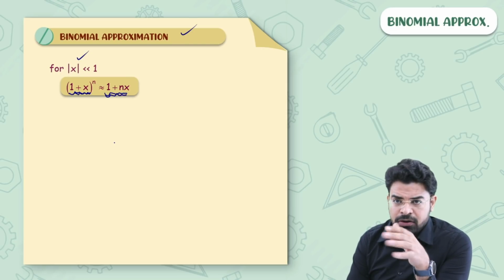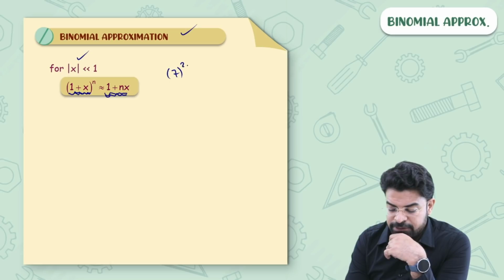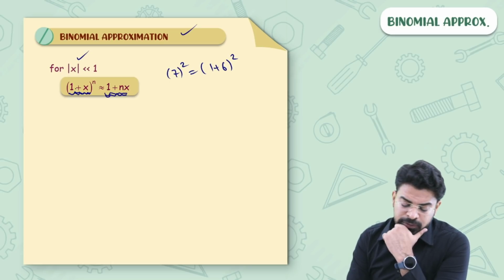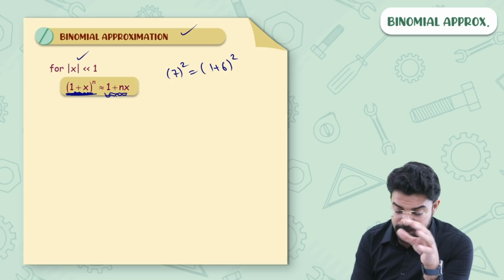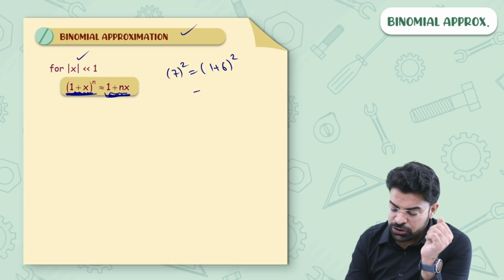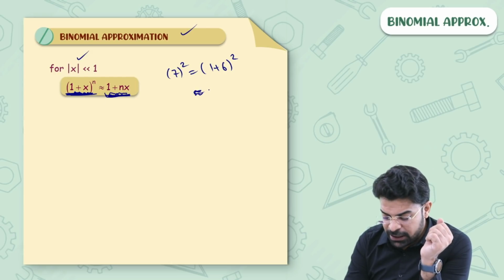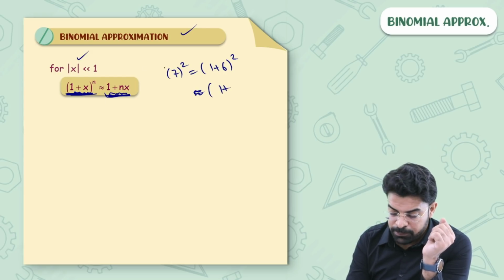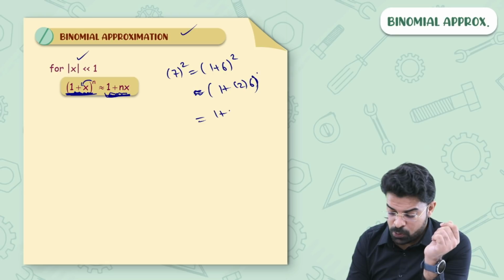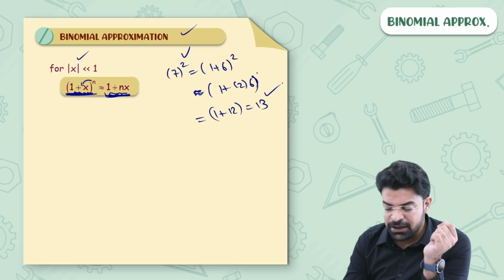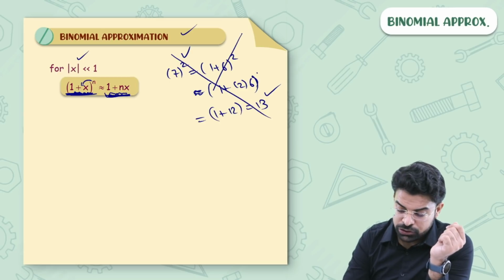Now let's think of a case. If you have got 7 square, you can write it as 1 plus 6 whole square. From the binomial approximation we have just learned, 1 plus x raised to the power of n can be approximated to 1 plus nx. So you can say this is nearly equal to 1 plus, bring the power n in front, 2 times 6. That becomes nothing but 1 plus 12, and that is equal to 13. Hence 7 square is nearly equal to 13. This is wrong. You shouldn't do it.